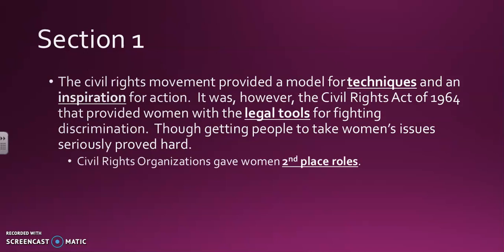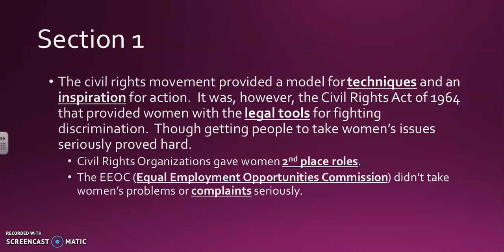The civil rights organizations also gave women second place roles. They weren't really the people you saw on the front line, it was mainly the men that made all the decisions. And also, the EEOC, or the Equal Employment Opportunity Commission, didn't take women's problems or complaints all that seriously, which made it really difficult for them to be enforced.